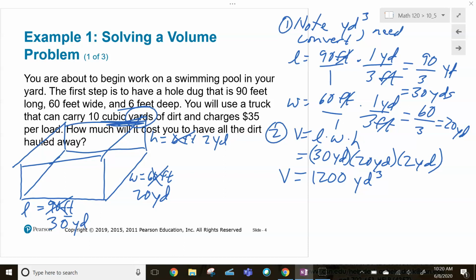Number 3. Now notice, every time we use a truck, it can carry 10 cubic yards. So we got to figure out how many truckloads we're going to take, right? How many trips we got to take, because it could take 10 cubic yards at a time. We got 1,200 cubic yards. So how many truckloads?